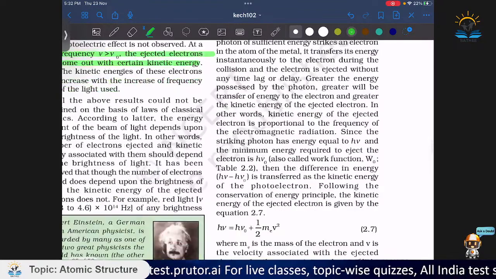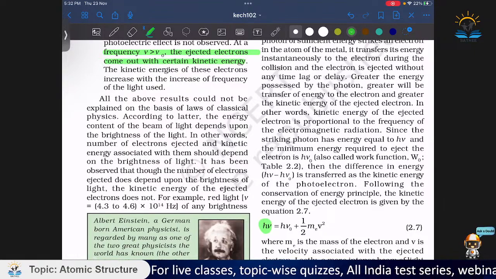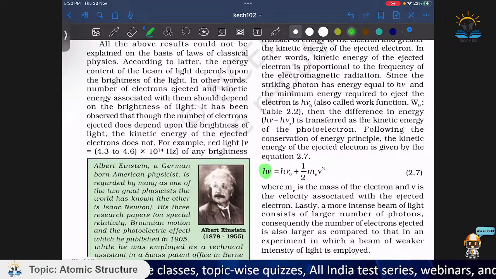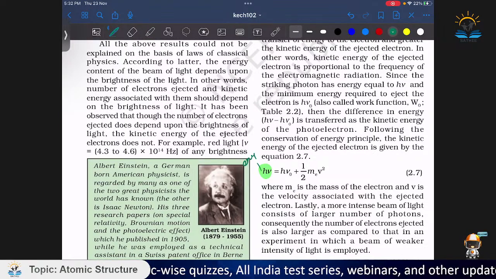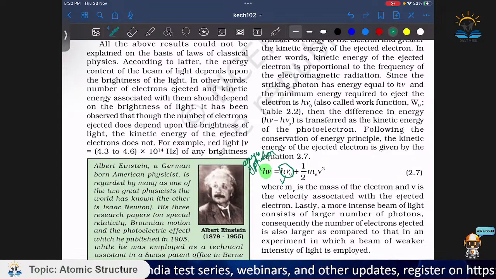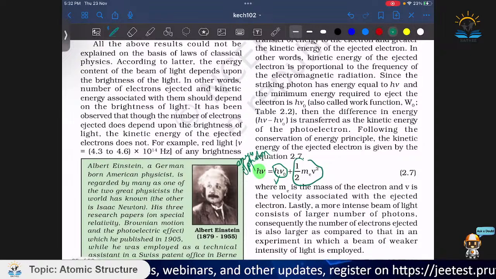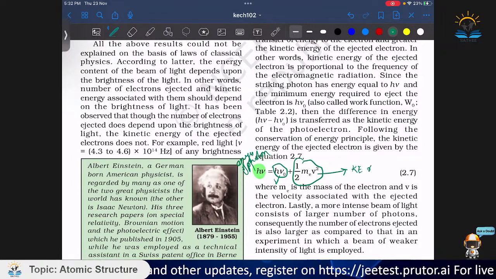Now formulas. The total energy of the photon, h mu, will be equal to h mu naught, which is the energy required to eject the electron, plus 1/2 mass of electron into velocity of electron squared. This is the kinetic energy of the electron.